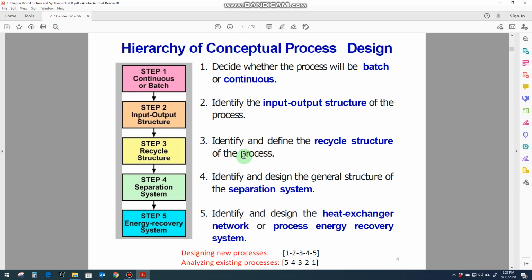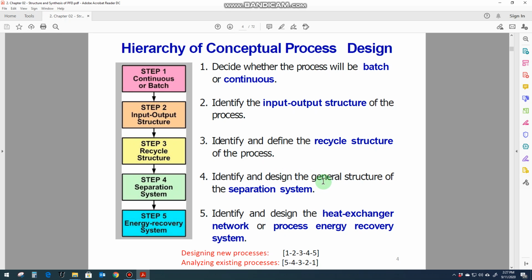Now we can have different kinds of recycles in the same process. It depends on the mass flow rate or the molar flow rate that we are recycling. So we have to see the reaction kinetics, what the impact of the recycle would be, and what the optimum point of the recycle is. Okay, so we will see that part in detail.